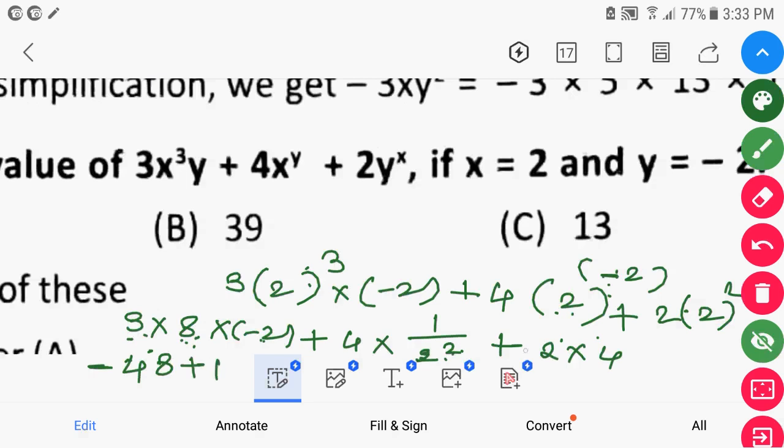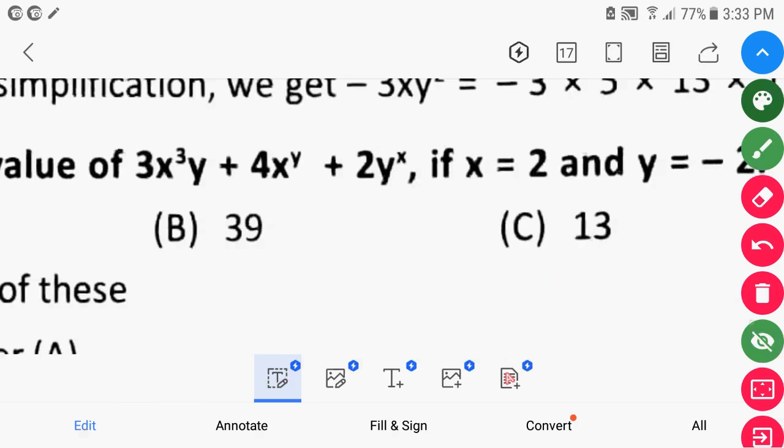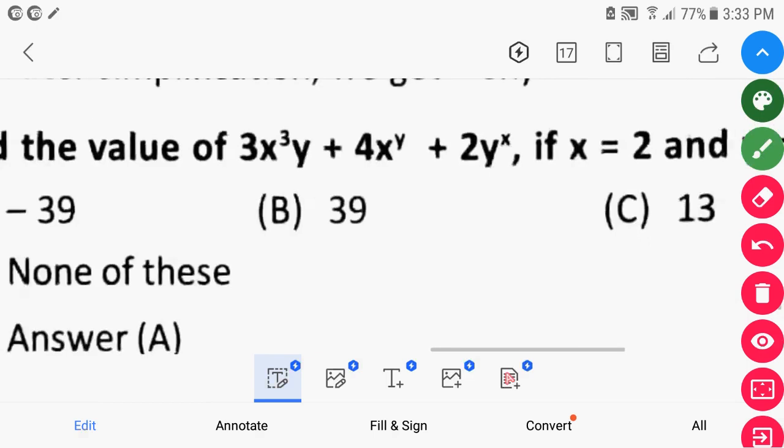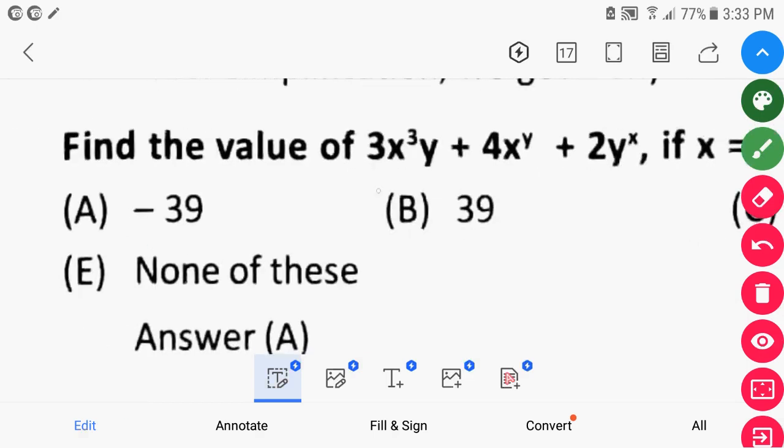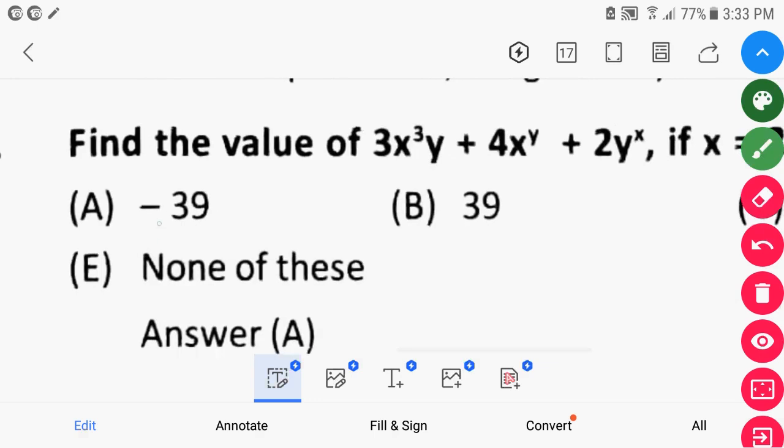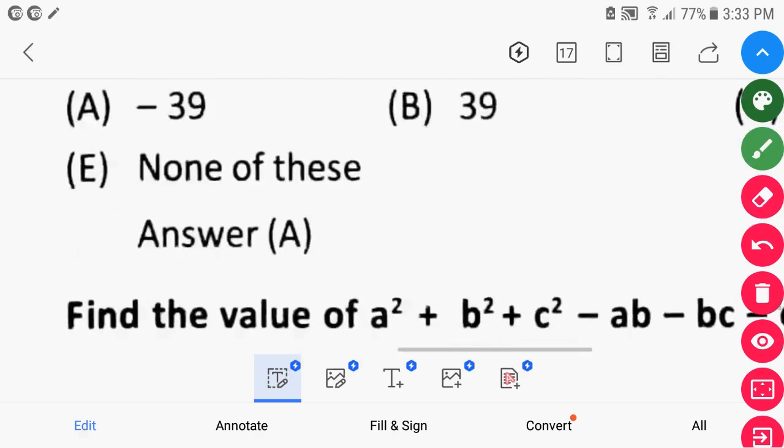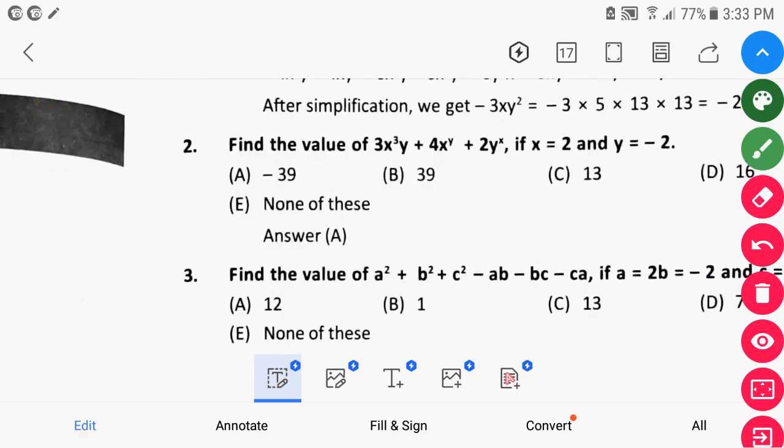This becomes 1 because 2 square is 4. 4 will get cancelled, plus 1 and plus 8. Minus 48 plus 8 is minus 40 and plus 1 is minus 39. So 39 is the answer, but not B. It is minus 39. So your answer is answer A. Now see, if the power is negative, you have to take that exponent in the denominator. We had learned the property of exponents, a raised to minus x can be written as 1 upon a raised to x.